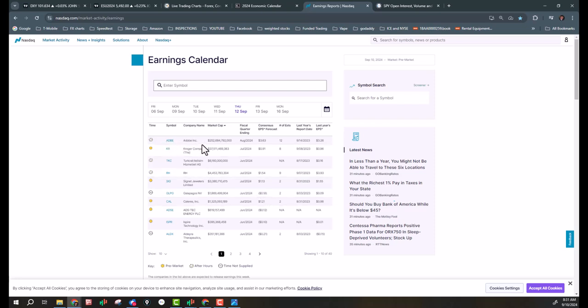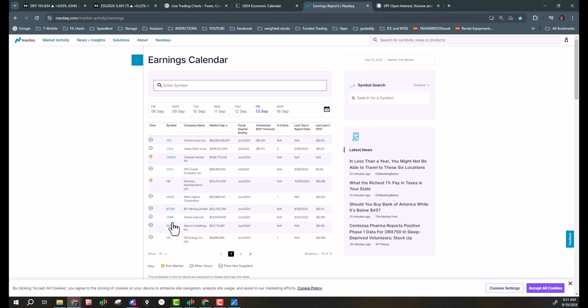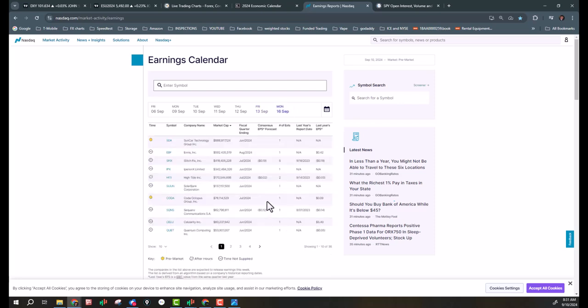Thursday, Adobe. It's about $250,000 right there. $250 billion, my bad. It's $250 billion right there. They're going to announce in the evening after the close on Thursday. Friday, really just some familiar names, but nothing that's going to move the markets. Monday, again, more familiar names, but nothing that's going to move the markets. So the big thing's going to be CPI on Wednesday. That's the main event this week.